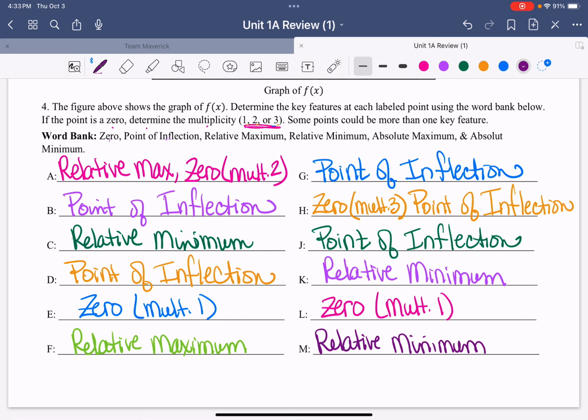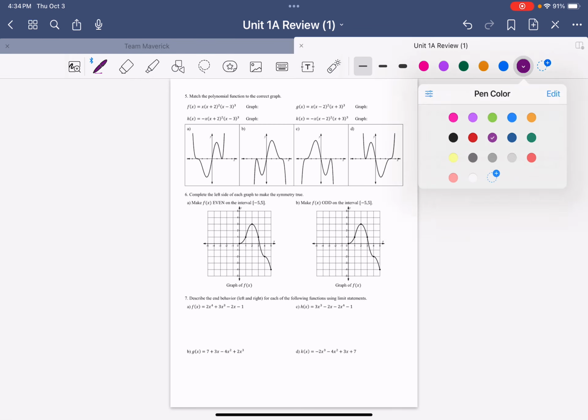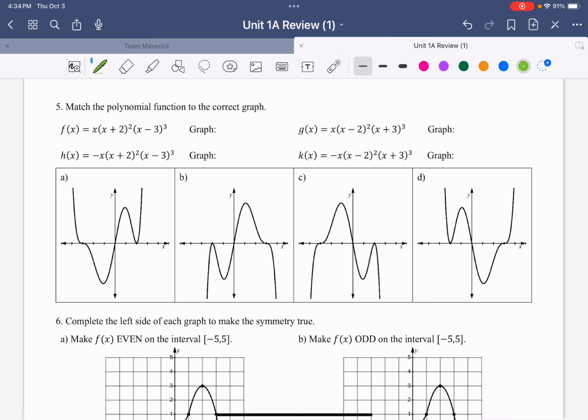Because all maximums are relative maximums, but then it also fits in the category of absolute minimum. Okay, and there's page 2. Alrighty, so we're going to match each polynomial function to the correct graph. All right, so let me show you how I go about this because there's all this stuff going on.